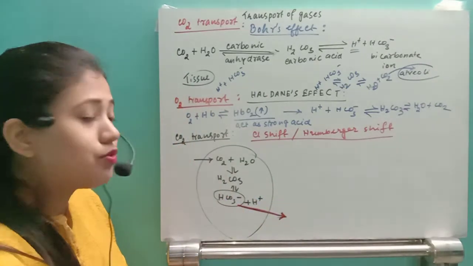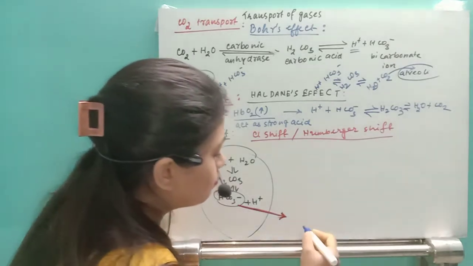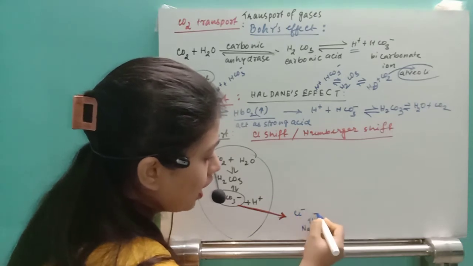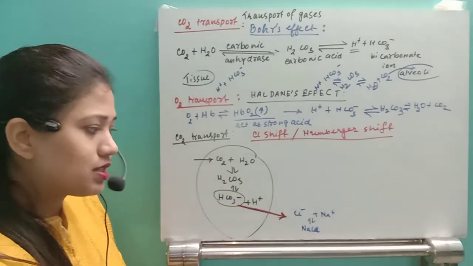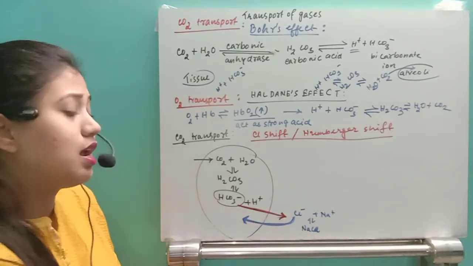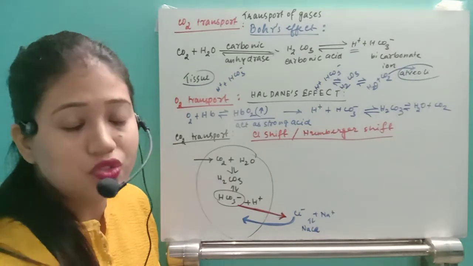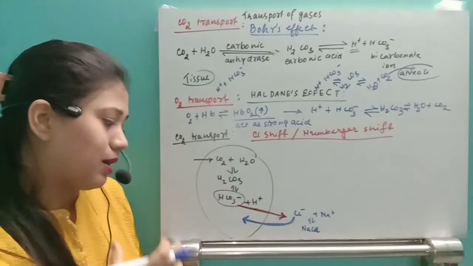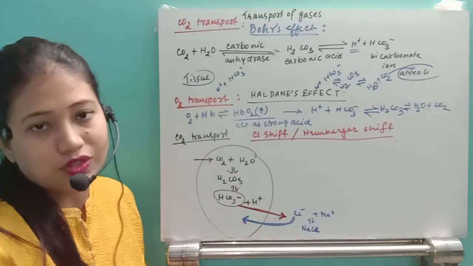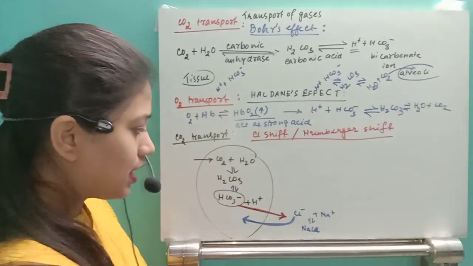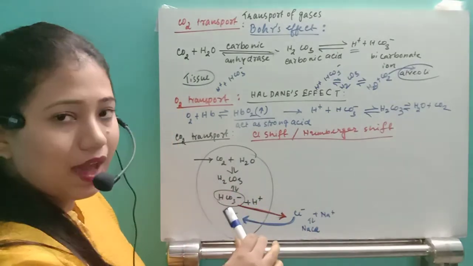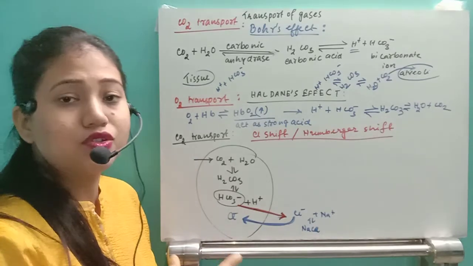So that's why from outside in the plasma, the abundant molecule that is present is sodium chloride. Sodium chloride will dissociate into chloride ion and sodium ion, right? And this chloride ion will start to enter inside the RBC so that it can neutralize the positive charge of the RBC. And this way, it will reach the region of the alveoli. And once again, this reaction will be reversed. That means this way, the transportation of carbon dioxide is going on, right?